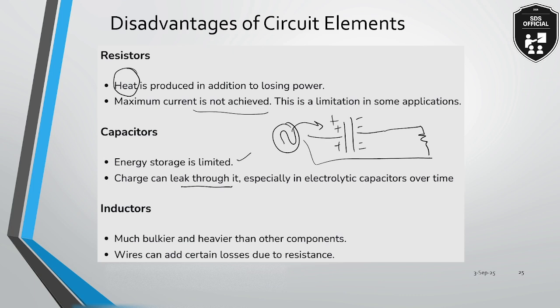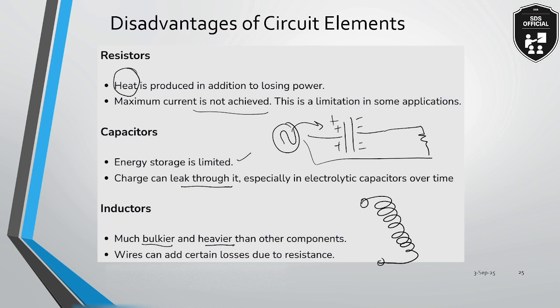You might have seen the condensers which are connected in your fan, they get weak with the passage of time. It is due to the leakage of charge. The stored charge is leaked whenever the capacitor is not used or is used for a long period of time. Okay. So inductors are much bulkier and heavier than other components because an inductor is a coil of wire. The more the strength of the inductor, the more will be the bulkiness of that element.